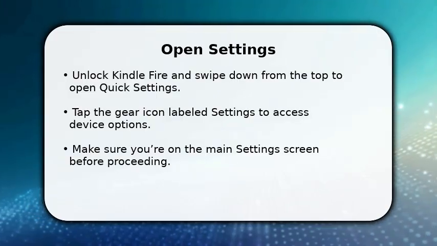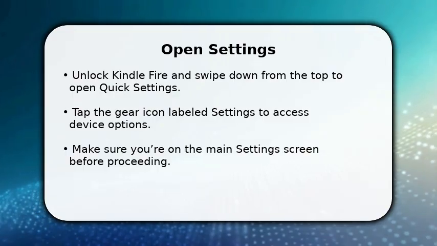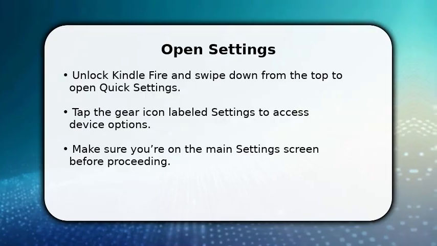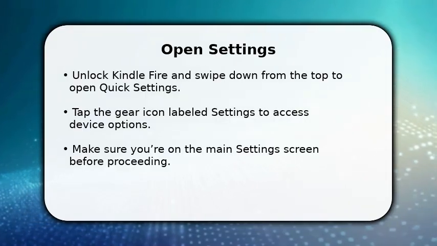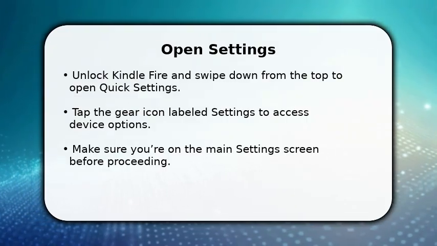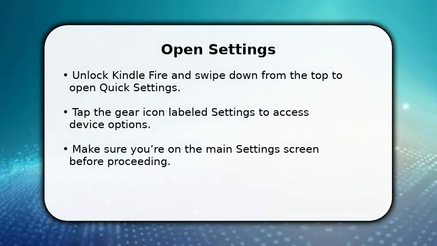You'll start by accessing settings so you can change typing behavior. Swipe down from the top of the screen to reveal quick settings, then tap the gear icon. Once you're in settings, look for device options or languages and keyboard depending on your Fire OS version. This is where keyboard controls live.